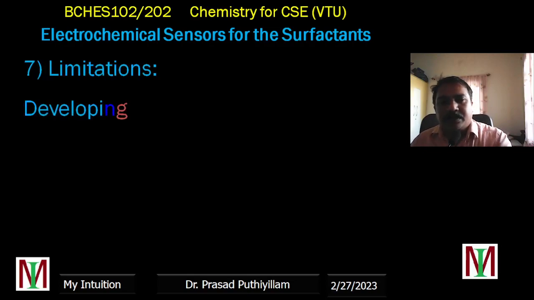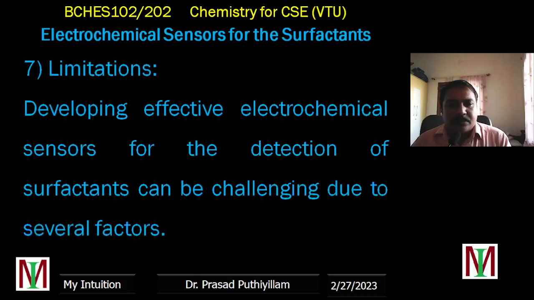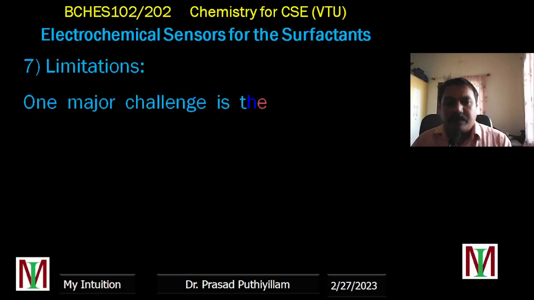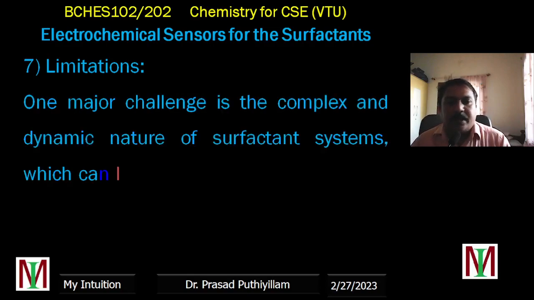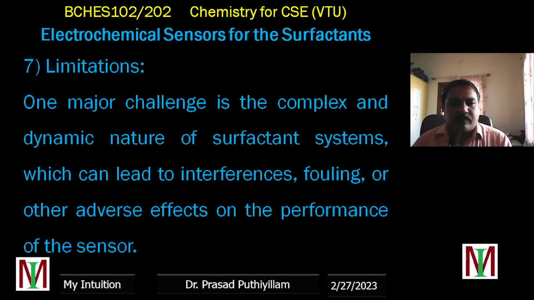Limitations. Certain limitations are mentioned. Developing an effective electrochemical sensor for the detection of surfactants can be challenging due to several factors. One major challenge is the complex and dynamic nature of surfactant systems, which can lead to interferences, fouling, or other adverse effects on the performance of the sensor.